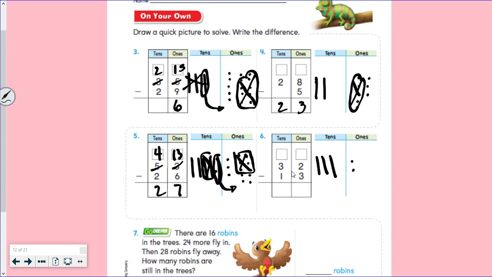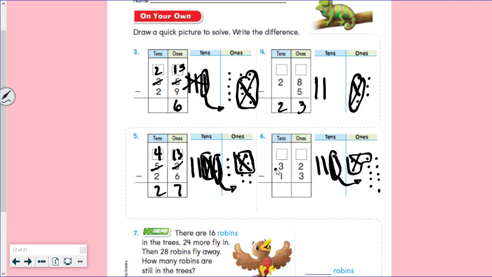Alright, so 32. I already drew that. I got to take away 13. There's not enough 1s, so I have to regroup. And this is where it's really important, right? To keep those pictures nice and neat so you can easily take away what you need. So I'm going to take away 3, like they said now.